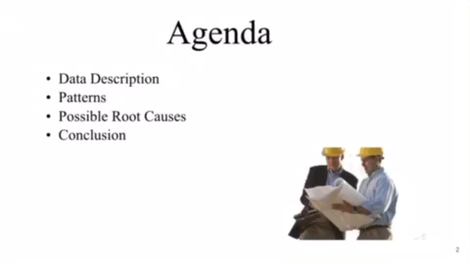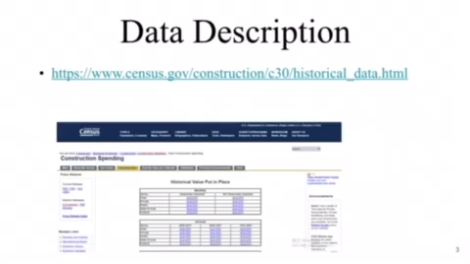So the agenda is 4 parts that will be included in today's presentation: data description, patterns, possible root causes, and conclusion. First, we are going to describe a little bit about where the data sources are and what that data is. This data is from the U.S. Census, and they describe the private and public spending on construction in the United States.